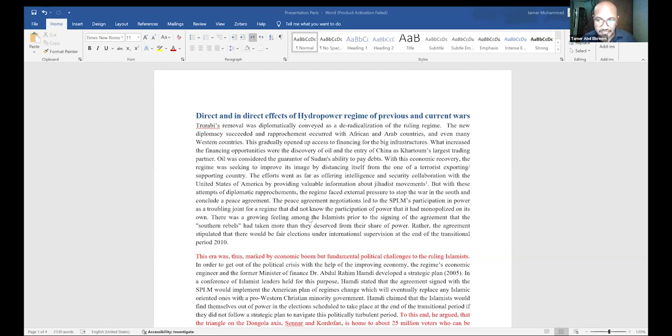With this economic recovery, the regime was seeking to improve its global and regional image by distancing itself from being a terrorism-supporting country. The effort went as far as offering intelligence and security collaboration with the United States of America by providing valuable information about the jihadist movements.